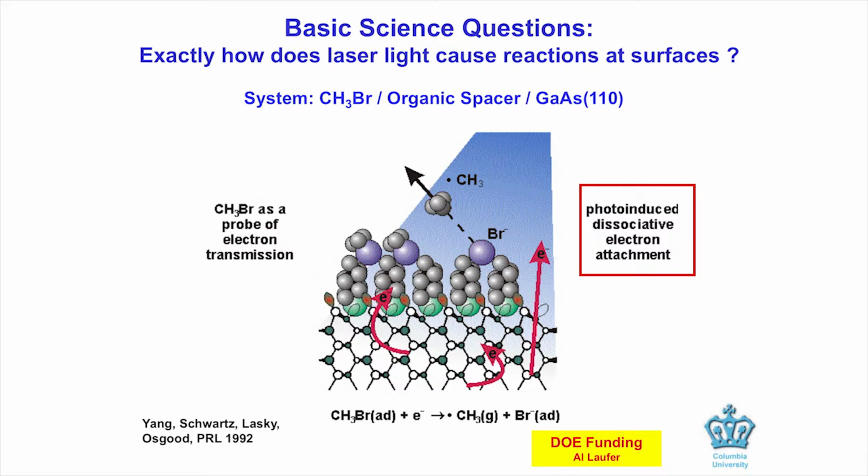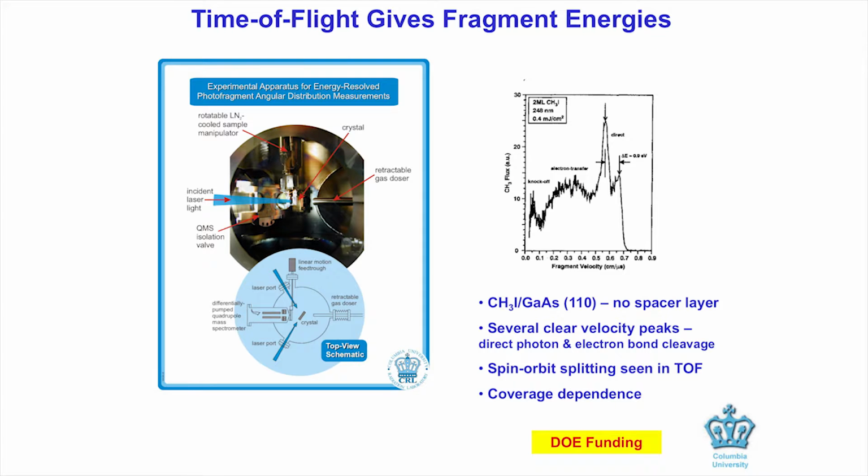So the question to ask is, when you have a molecule on the surface, let's use methyl bromide as an example, and you irradiate it with light, does it cleave the bond due to the light, or do electrons come out of the substrate? And what happens if you have a spacer layer in here? This is a really important question which can control eventual applications of this as well.